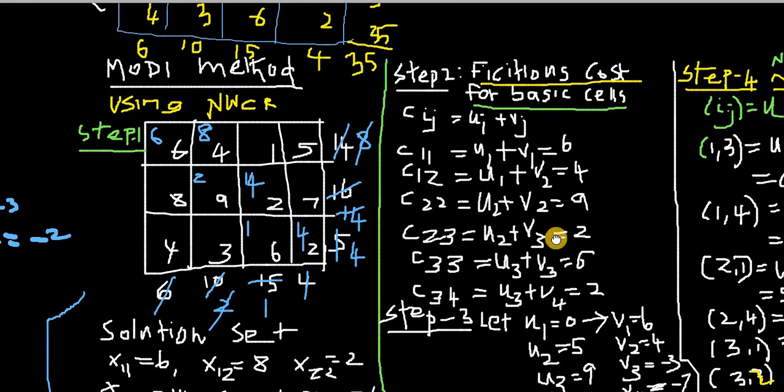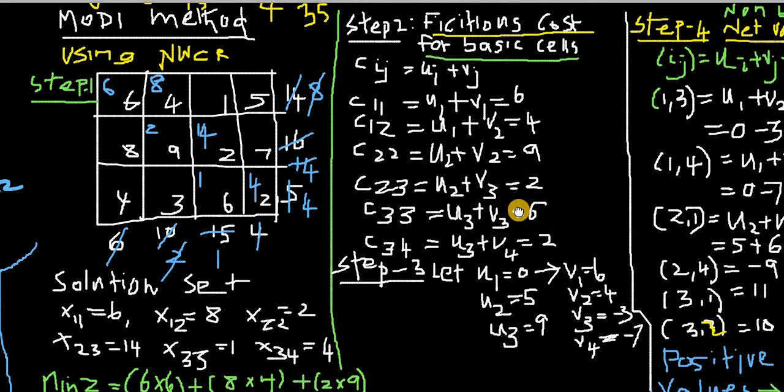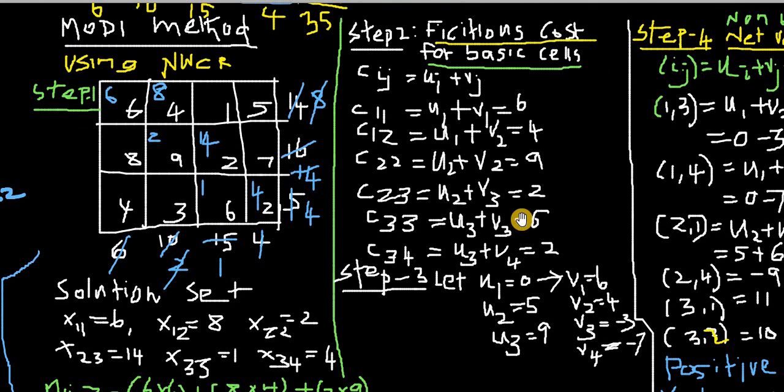Here, what are the basic cells? The basic cells are the cells which are assigned cells. Assigned cells are called basic cells. Here, this is a basic cell, because the number is assigned from where to go. Here the number is assigned. This is a basic cell.